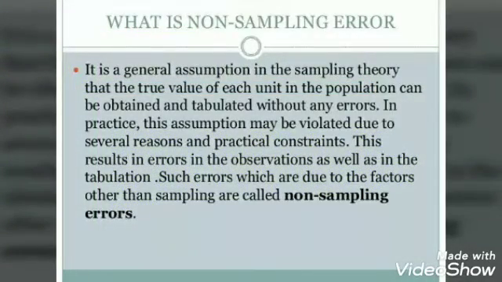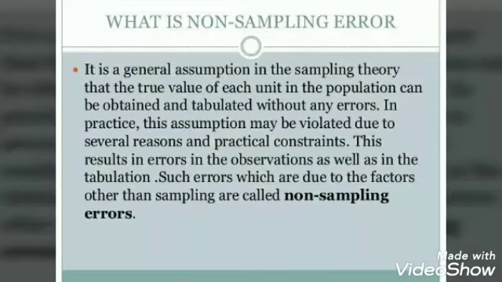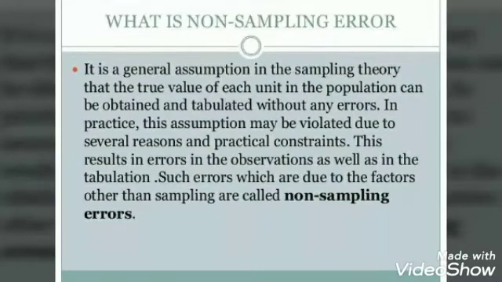Next is non-sampling error. Now, when we talk about non-sampling error, it is a very general assumption, children, that in sampling theory, the true value of each unit in the population can be obtained and tabulated without any error. But in practice, this assumption may be wrong or it may be violated. Now, there can be several reasons for this. Due to this, error in observation is observed. So children, such errors are due to one factor or another.